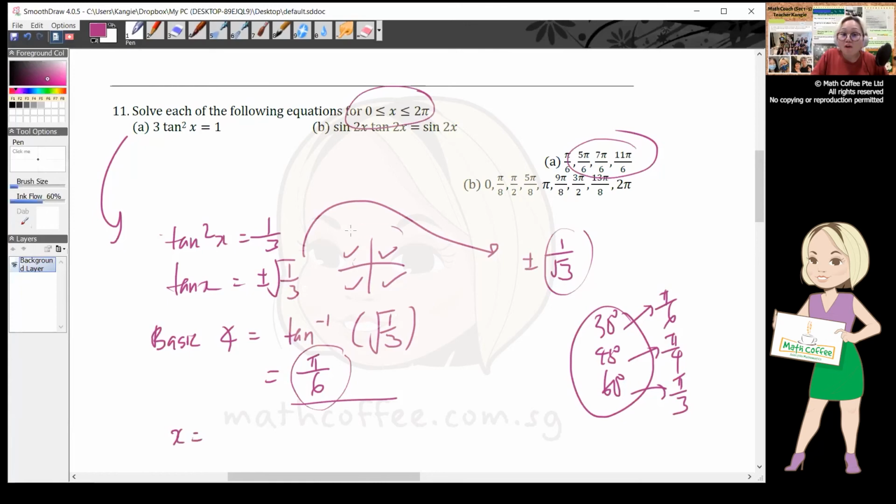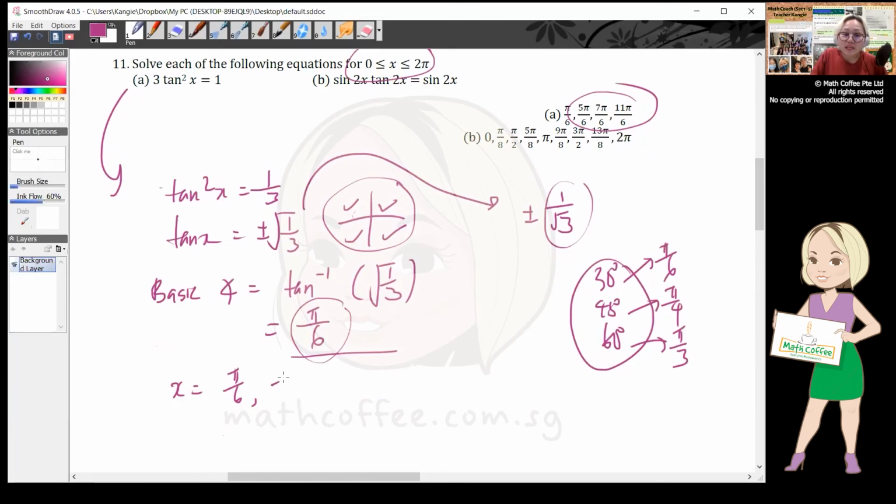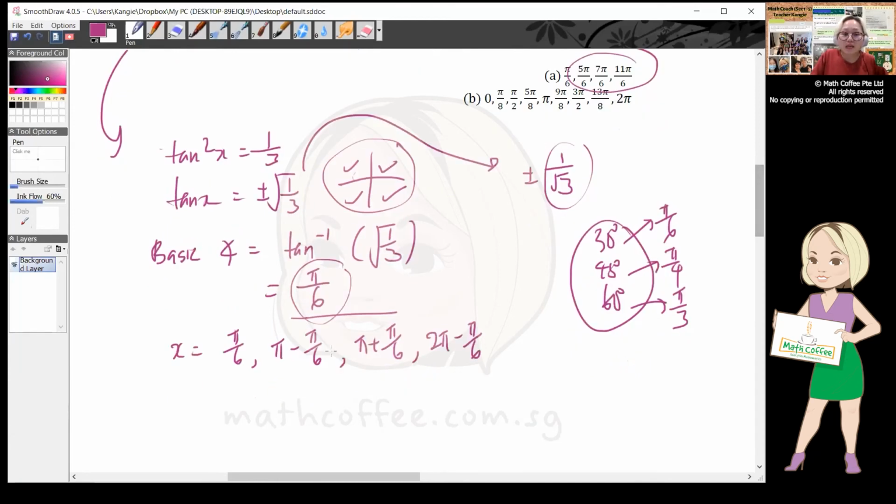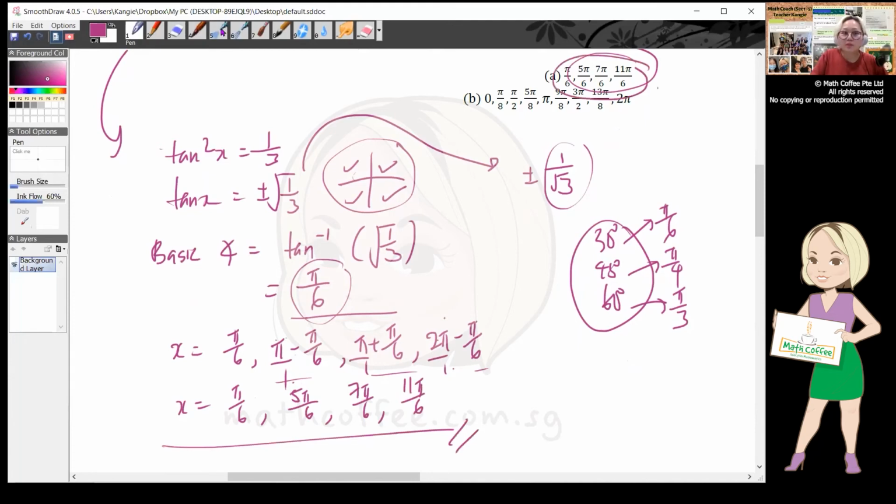So let's move on. So my x will be all 4 quadrants. My first quadrant is pi over 6. My second quadrant is pi minus pi over 6. My third quadrant is pi plus pi over 6. My fourth quadrant is 2 pi minus pi over 6. Then students always ask, hey, how to simplify this one? It's just like a normal fraction. You see, this is over 1, right? I times 6 times 6, 6 pi minus pi, I can write it as 5 pi over 6. This one, 7 pi over 6. Times 6 times 6, 12 minus 1, so it's 11 pi over 6. So that's why I have these 4 answers in terms of radian.